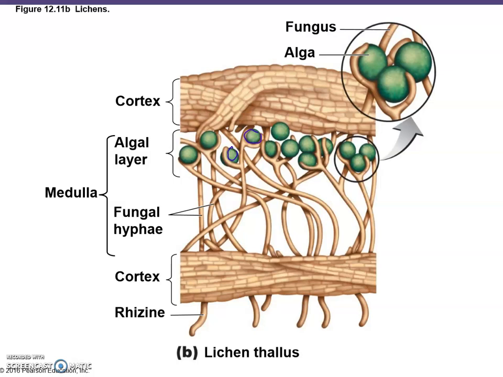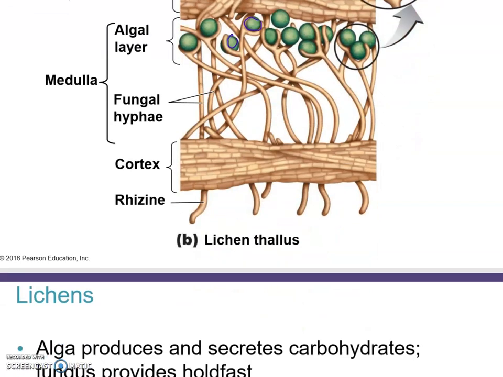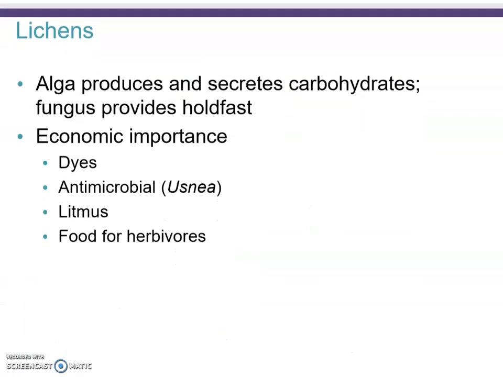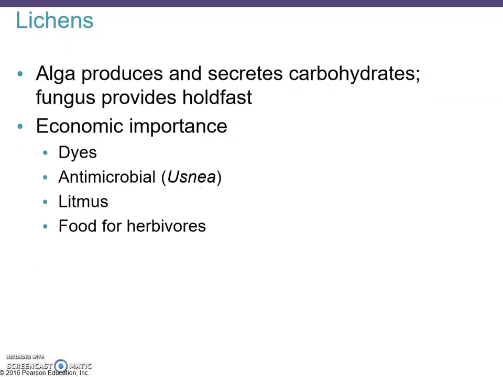And while they're doing this, the fungus with its hyphae just creates a place for, or holdfast for, the algae to stay there too. Again, in a lichen, the alga part of the lichen produces the carbohydrates by photosynthesis. The fungus provides the holdfast. So they have a pretty good deal going on together.